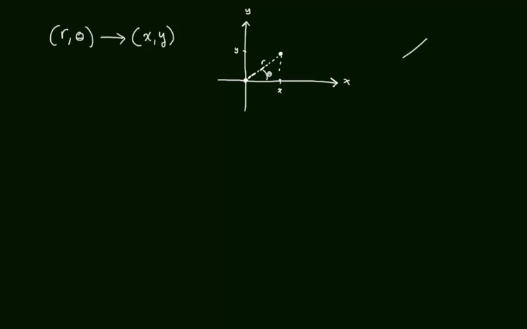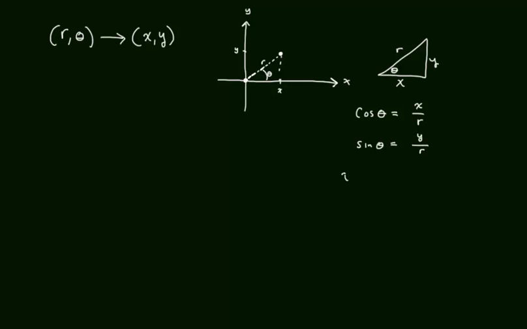That makes a right triangle. So if I look at this right triangle, let's label this again theta, r, x, and y. And from this we can see that the cosine of theta is equal to x over r, and the sine of theta is equal to y over r.